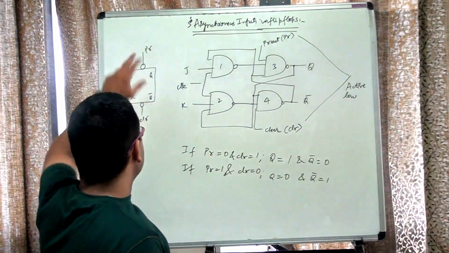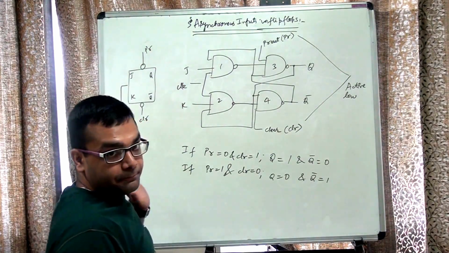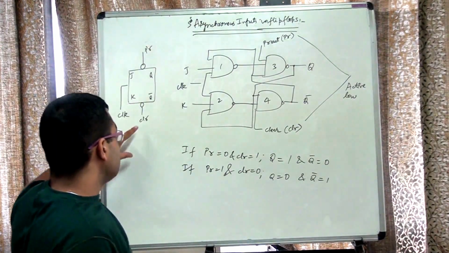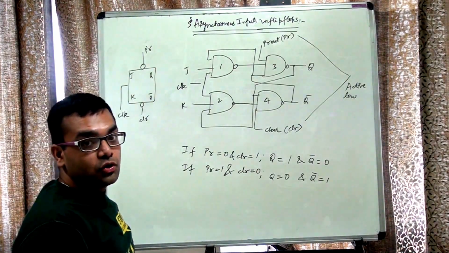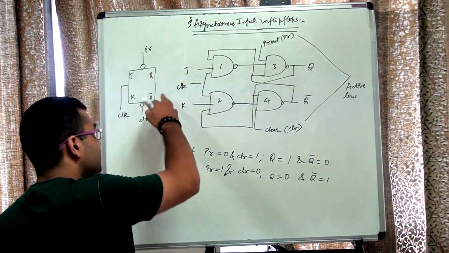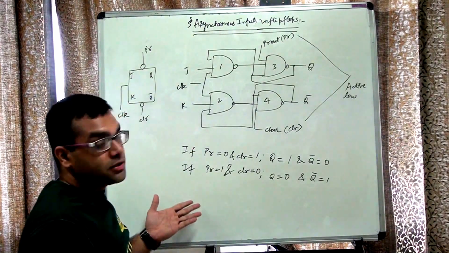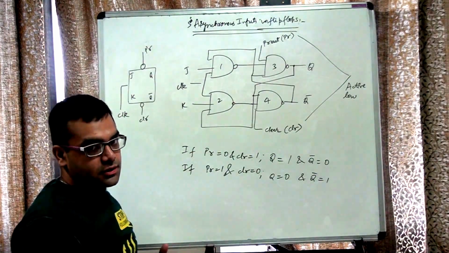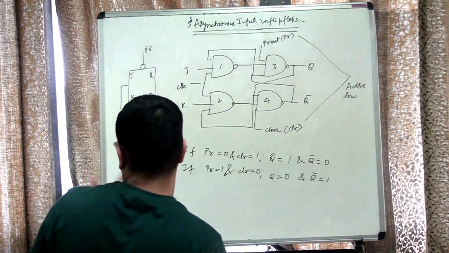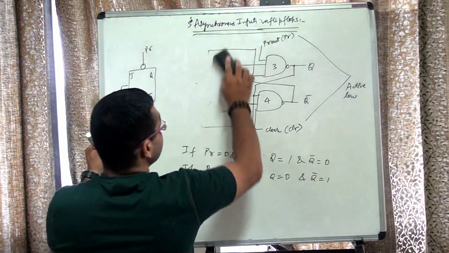So if I have PR as 0, my Q will be 1 independent of the value of J and K or the previous values of Q. And similarly if my CLR is 0, my Q will be 0. Please remember these things, because we will make use of them in the design of the counters that we do in the application of flip-flops. Alright.